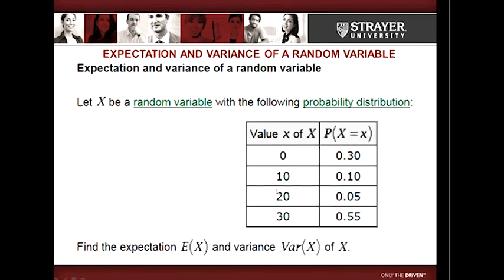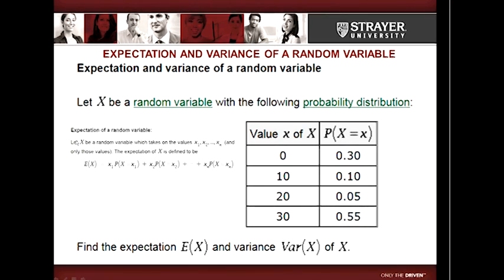Well, there's a process. The first thing we're going to do is note that the formula for expectation is this. It's not as ugly as it seems. It really is just the first x times the probability that x is this particular number. So first we have 0 times 0.30. Then the next one says x2 times the probability that x equals x2. Well, that's just 10 times 0.10. And so on for as many as you have. In this case, we have 4, so n is 4. So x sub 4 times the probability that x equals the fourth value, which is 30.